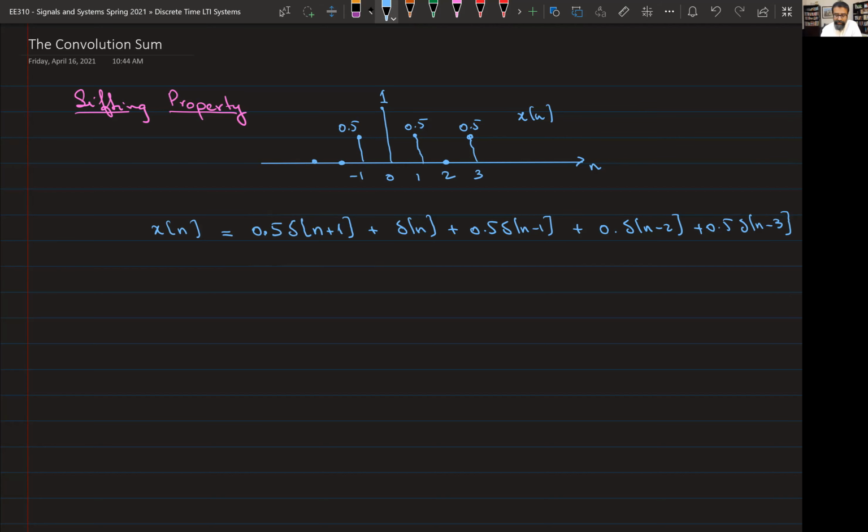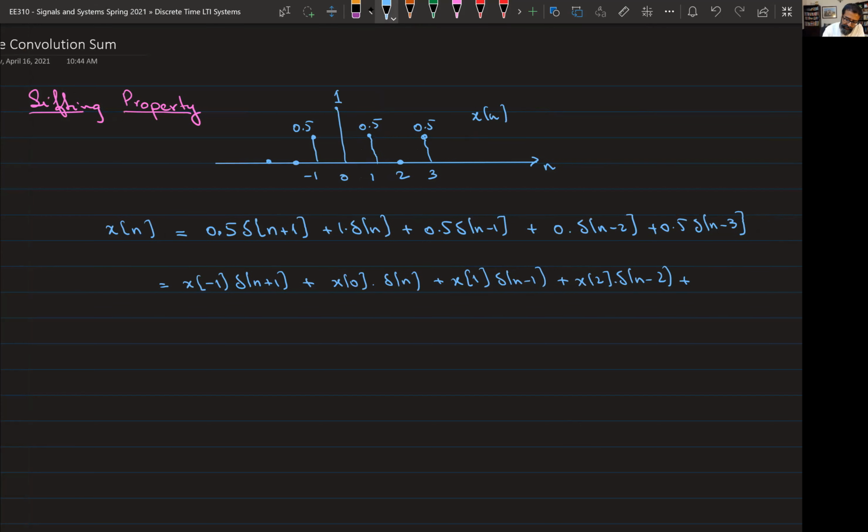And because everything else is 0, right? If I can quickly generalize this a little bit and say, this is actually equal to x of minus 1 times delta of n plus 1 plus x of 0 times delta of n, because this was 1, okay, plus whatever the signal was at x of 1 times delta n minus 1 plus whatever the signal was as x of 2 times delta of n minus 2 and whatever the signal was at time n equals 3 times delta of n minus 3, right? And I clearly see that the signal can be represented as a train of impulse. Can I generalize this a little bit?